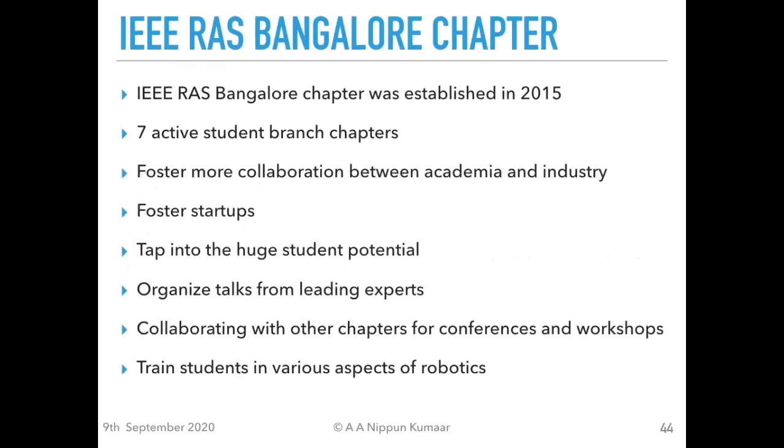Then we have our own RAS Bangalore chapter. We have 7 active student branch chapters, in 7 different engineering colleges in Bangalore. Our aim is to foster collaboration between academia and industry, because Bangalore, as we know, has very popular and rapidly growing startups. One of the major areas is robotics. We have a lot of robotics startups in Bangalore, so we would like to connect. That's what we are trying to do. So fostering startups is one of our aims.